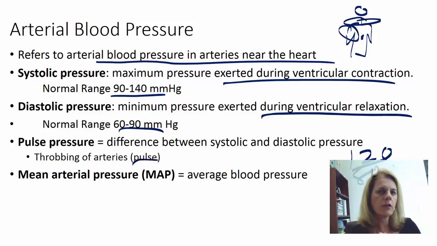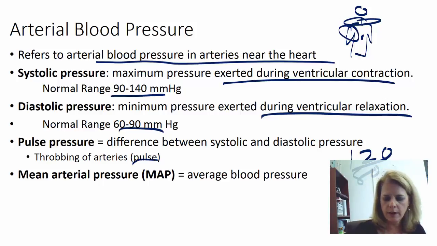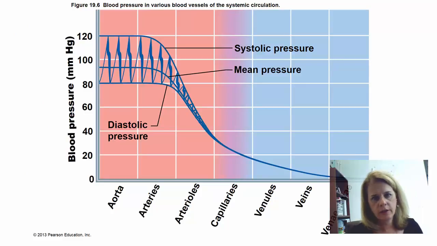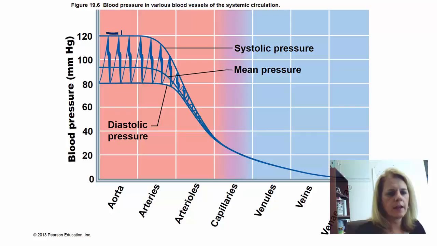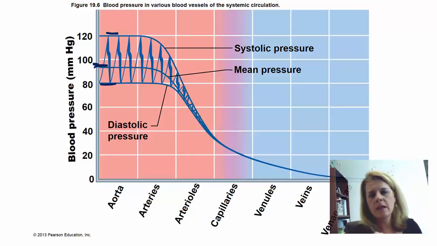You can also do mean arterial pressures, and this is when you're just taking the average of the systolic and diastolic pressure as you're measuring that through the entire body. So I have a chart here to demonstrate that. What you see is a systolic, the upper line, and a diastolic, the lower line, and then the mean between those two right here. All right, and so you can measure that mean arterial pressure as it's traveling through the body.